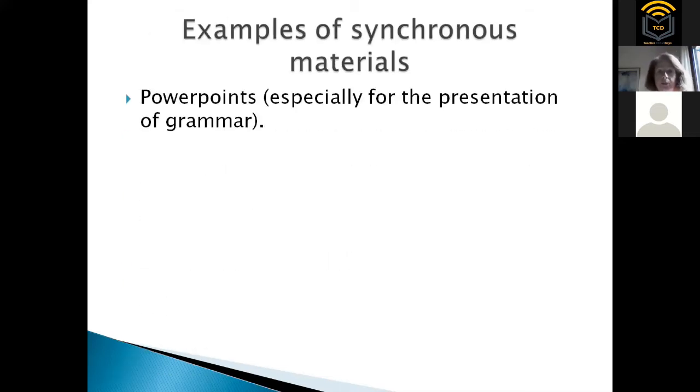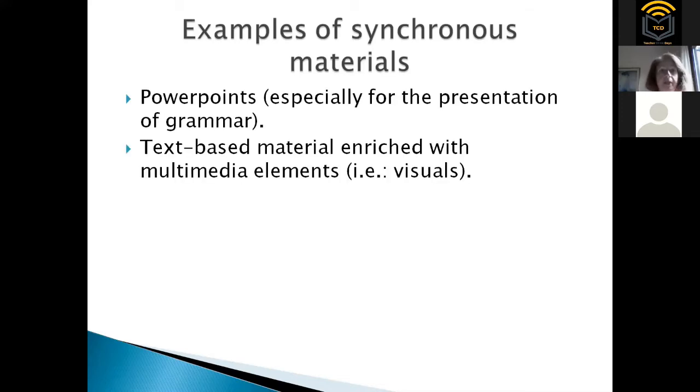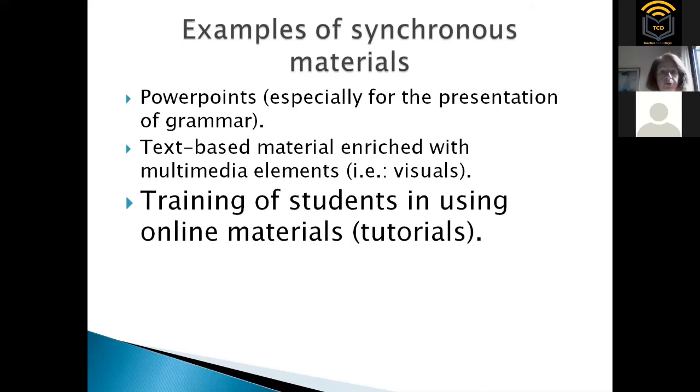Now, some examples. PowerPoints again, especially for the presentation of grammar. Text-based material enriched with multimedia elements such as visuals. We'll be talking a lot about that later on.